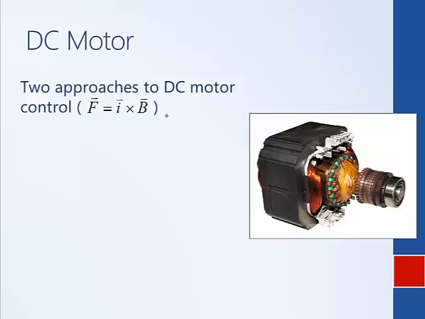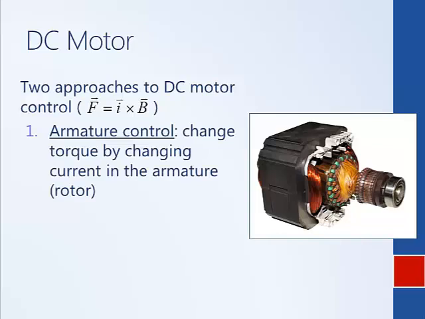Looking at Lorentz's law, the strength of the force is affected by basically two things: the amount of current and the strength of the magnetic field. So those are basically our two options for controlling the motor, either affecting current or affecting the magnetic field. Controlling the motor by affecting current is called armature control. So we change the torque by changing the current in the armature.